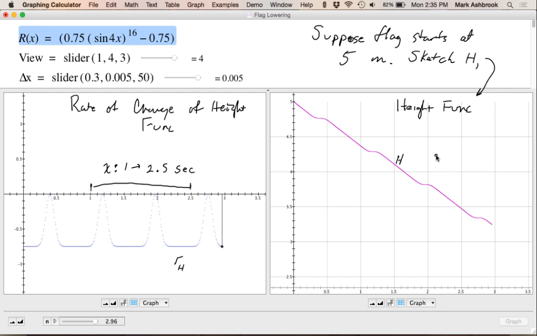Now what I want you to do is express in two different ways the change in height of the flag as x changes from 1 to 2.5 seconds. This is the exact, actual change in height of the flag. As a hint, one of those ways will be based on the rate function, and one of those ways will be based on the height function. So that's your task.